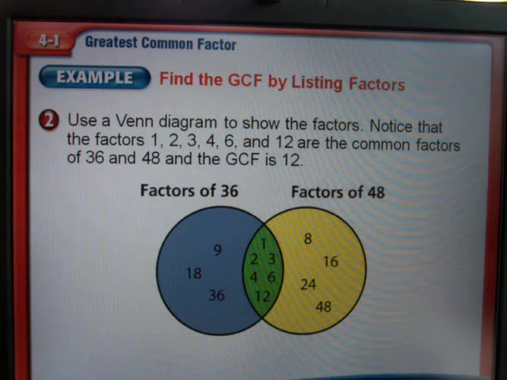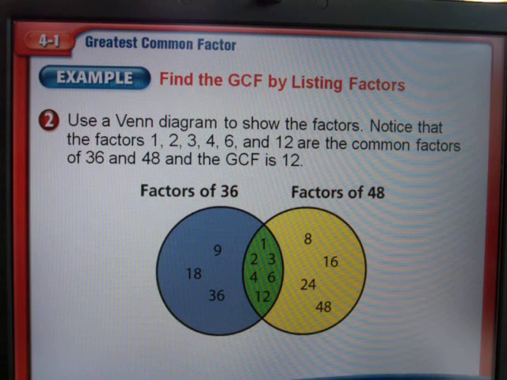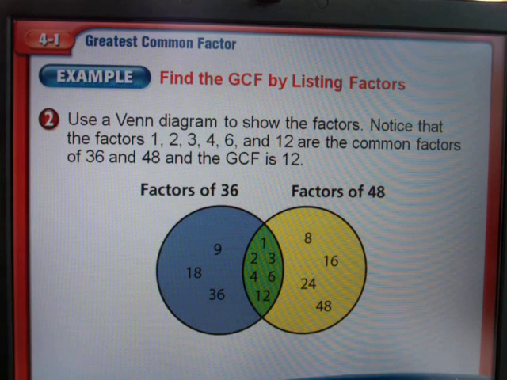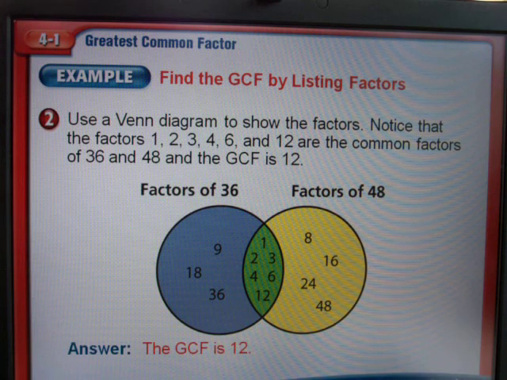Now, one way that they can go through is show this with a Venn diagram, where you can see all the numbers in the green are both factors of 36 and 48, whereas the numbers in blue are just factors of 36, and in the yellow, the numbers are just factors of 48. And so by using this Venn diagram, you can see that the greatest common factor is 12.